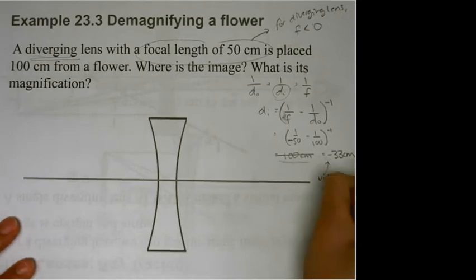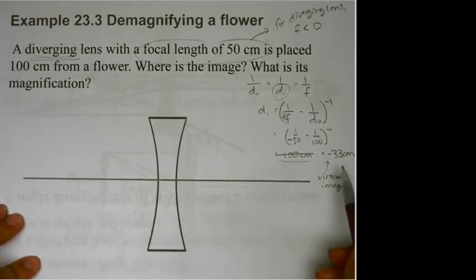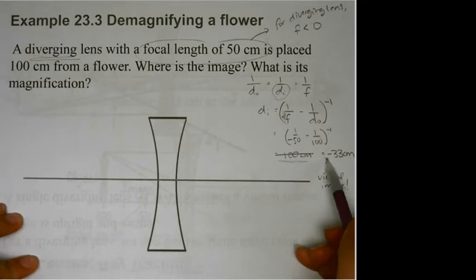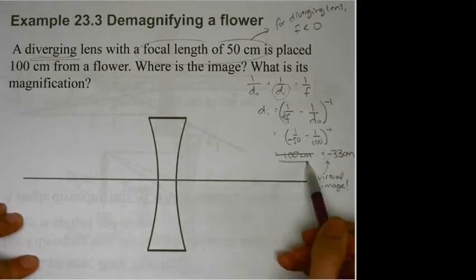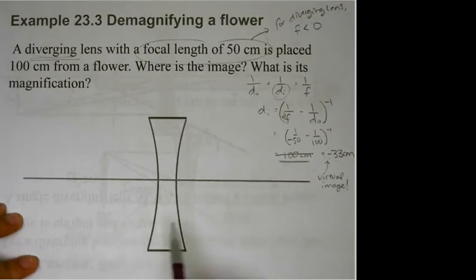So the negative tells me this is a virtual image, and now I have a negative. So when I got out a positive, I immediately said, okay, what did I do wrong? I must have missed something. And that's where I backed it out.